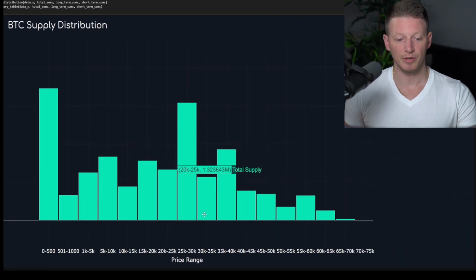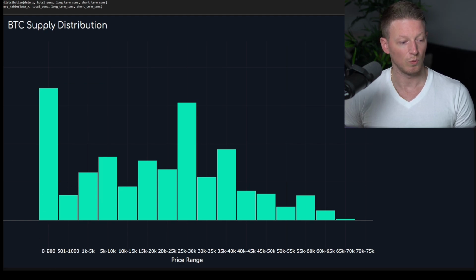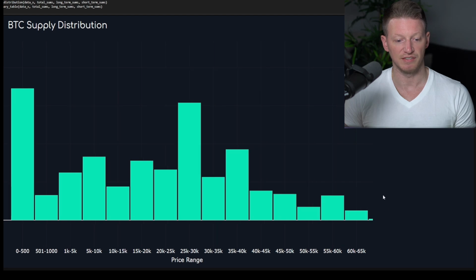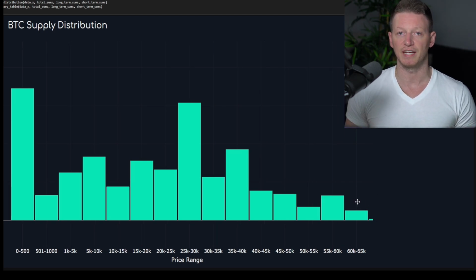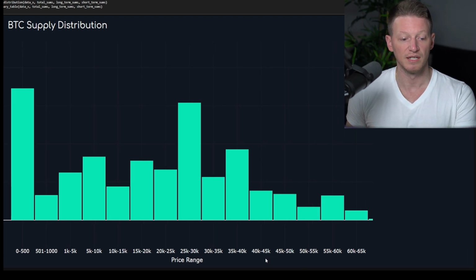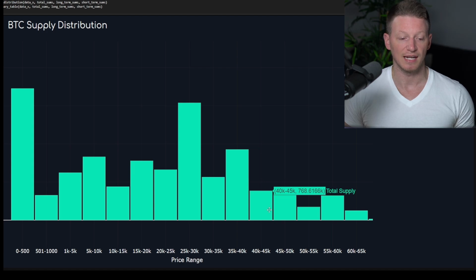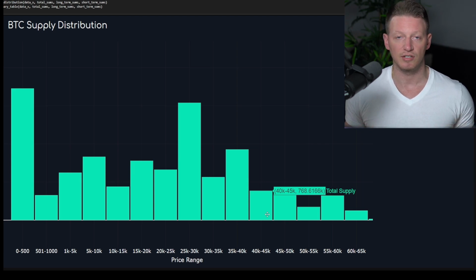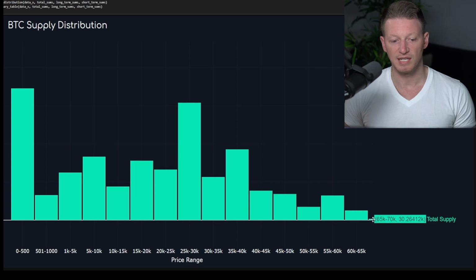So here we have pretty much the entire distribution of holders of Bitcoin, right? So we go all the way from 0 to 500, all the way up here to 65K plus. And above 65K, there's a negligible number of coins. So you'll see that where we're sitting right now, there's about 770,000 coins. And above us at that 45 to 50K zone, then you have another around 600 to 700,000 coins. Above that, there's just not much.